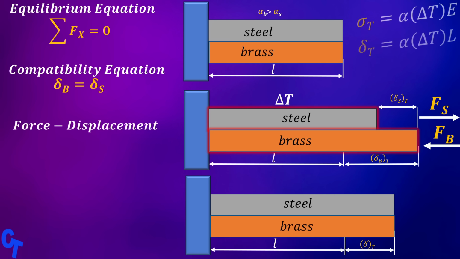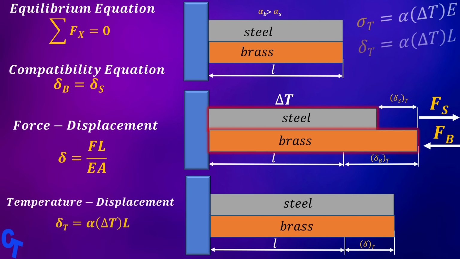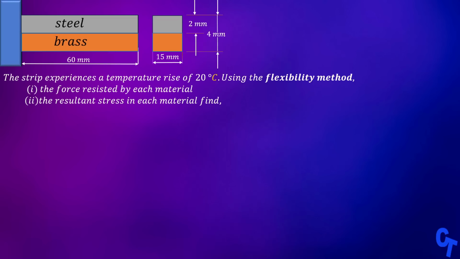Next, we use the force displacement relation to find the increase in the length of the bars due to reaction forces. The formula is force times length over area times modulus of elasticity. Finally, we use temperature displacement to find the increase in the length of the bars due to temperature. Now let's look at an example.